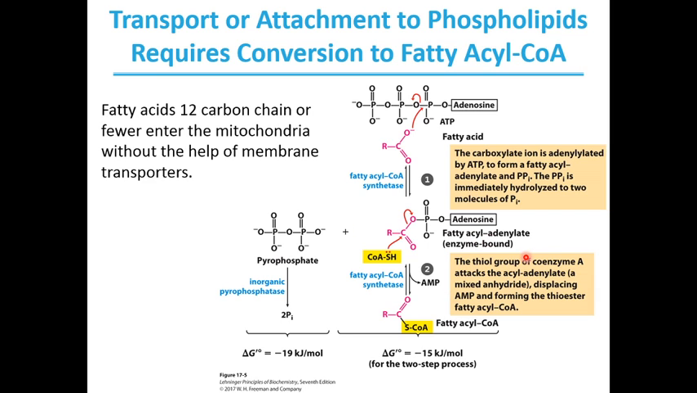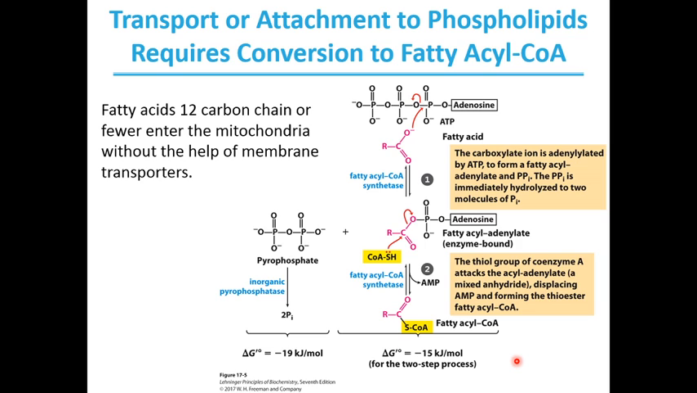Now in the next step, the thiol of coenzyme A attacks the acyl-adenylate. So CoASH, this thiol is a free thiol, it's a nucleophilic thiol, and it attacks this specific carbonyl carbon, and it pushes out the adenylate because it's a good leaving group, right? Displacing the AMP and forming the thioester. And this thioester is called fatty acyl-CoA.